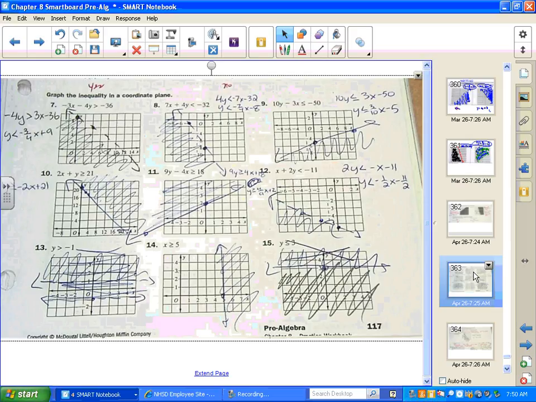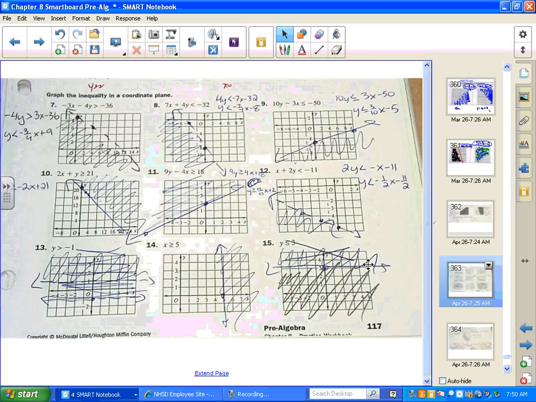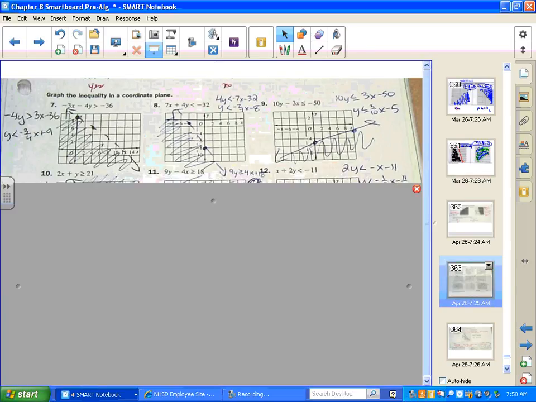Okay, number 7. It's kind of hard to see all these. Let me shut these lights off for a couple minutes. Okay, number 7 should be a dashed line, color below. The y equals part of 7 is y is less than -3/4 x plus 9. Number 8, the y equals part is y is less than -7/4 x minus 8. Dashed line, color below. Number 9, y is less than or equal to 3/10 x minus 5. Solid line, color below.